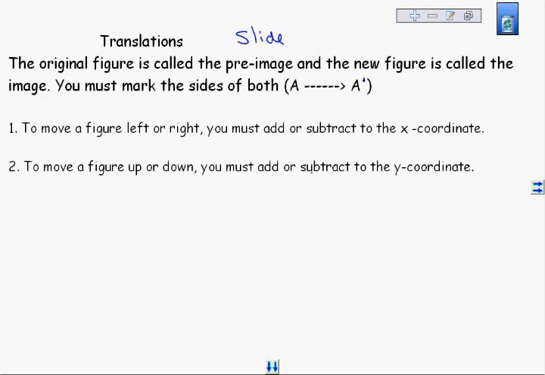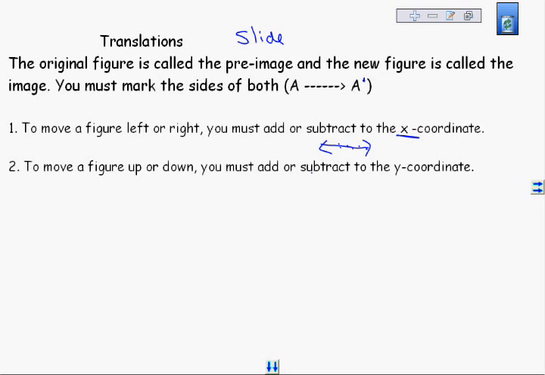To move a figure left or right, you must add or subtract to the x. Why do you think that is? The x-coordinate runs left to right. The x-axis runs left to right. So x-coordinates lie on the x-axis. They run left to right. So if you're shifting left to right, you have to add or subtract to the x-coordinate.